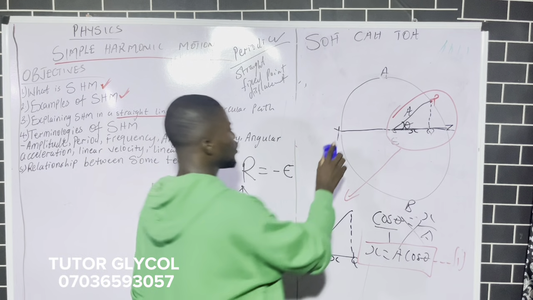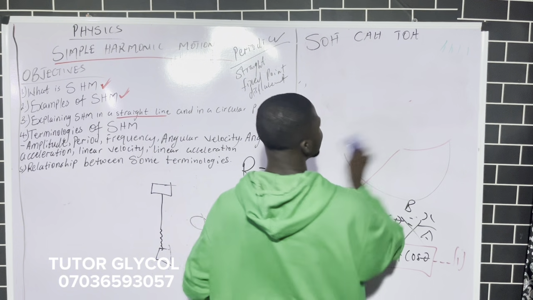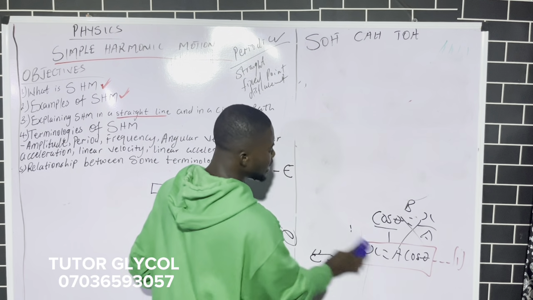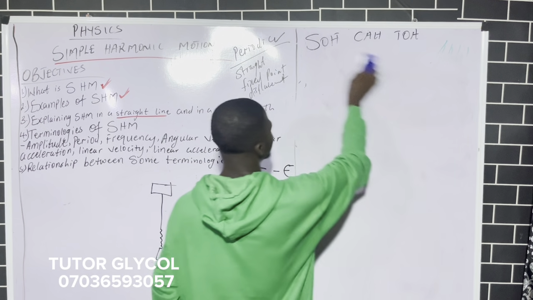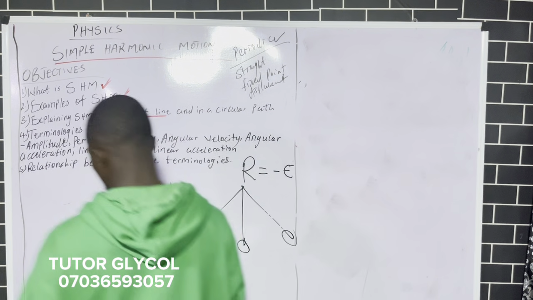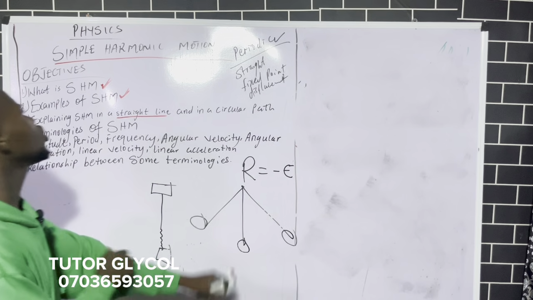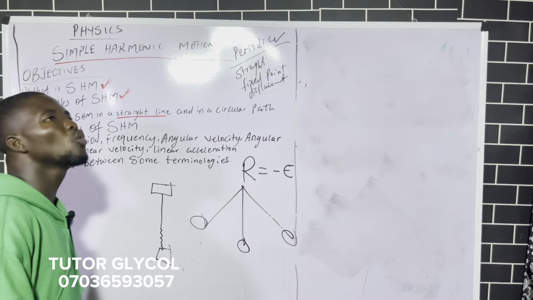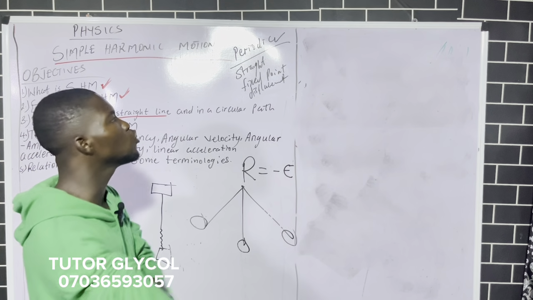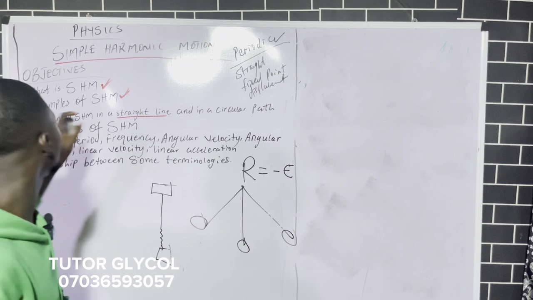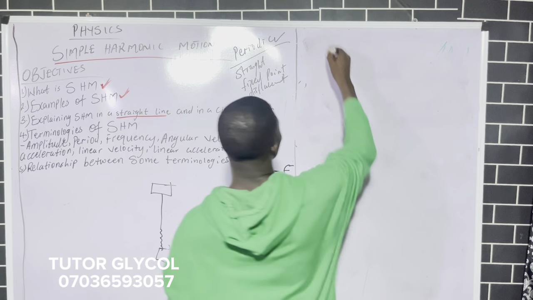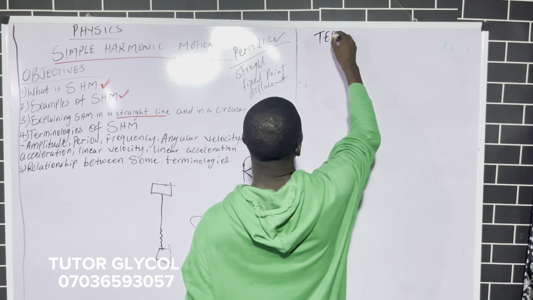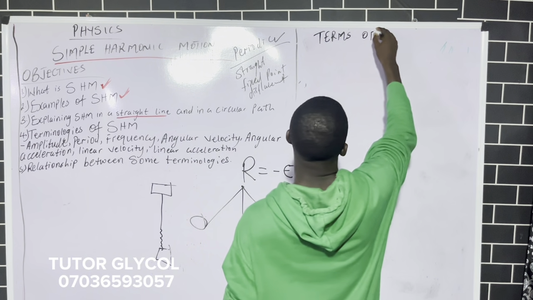When we say terminologies, what is terminology? Terminologies are the terms you use to solve questions on a particular topic. So when I say terminologies of simple harmonic motion, I mean those things you have to know in order to solve questions on simple harmonic motion. So let's go: terms of SHM.